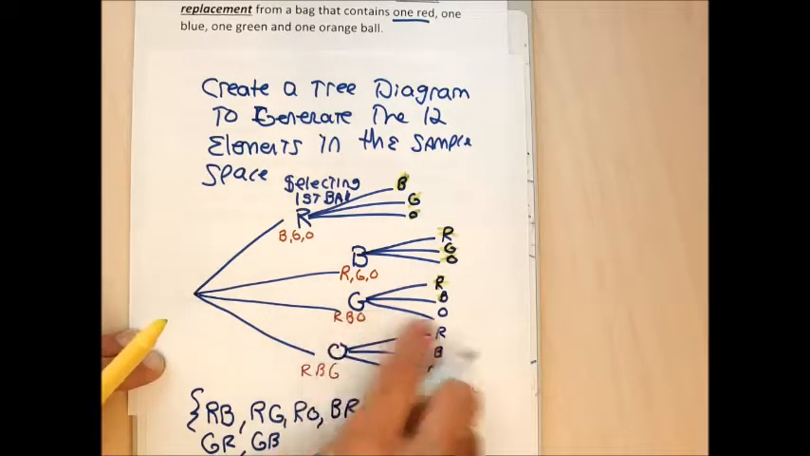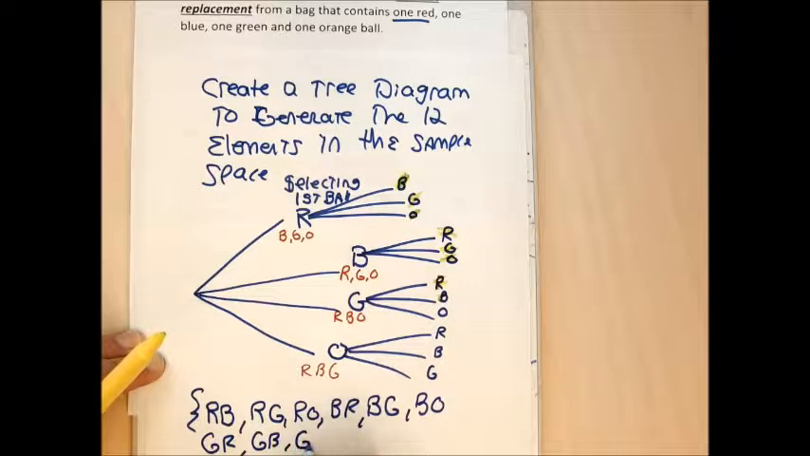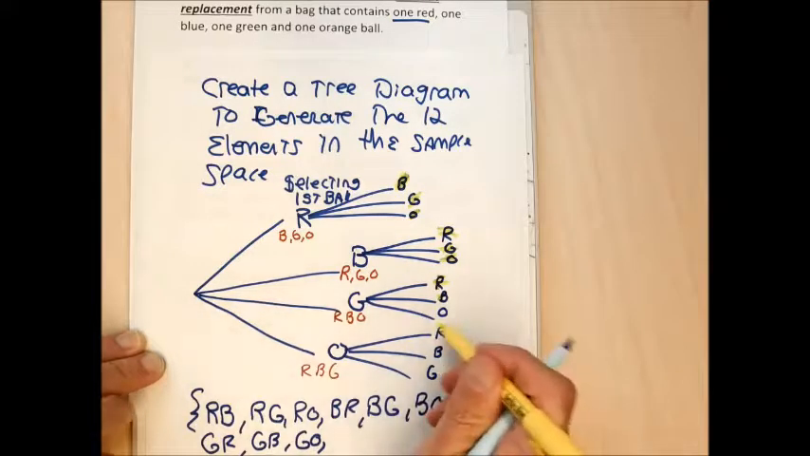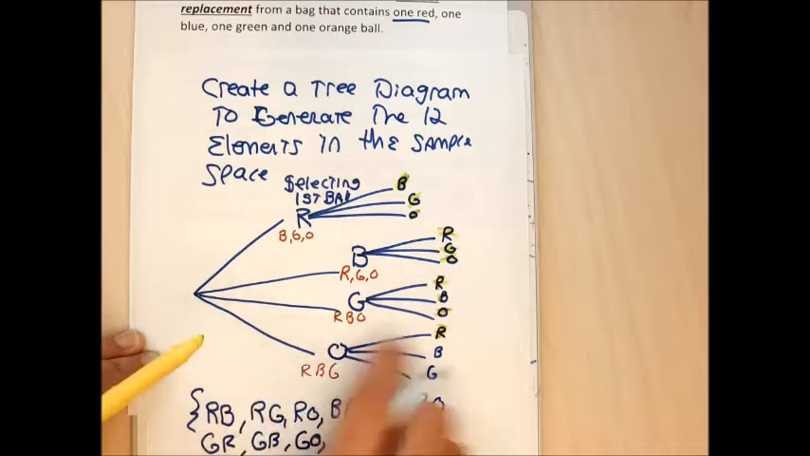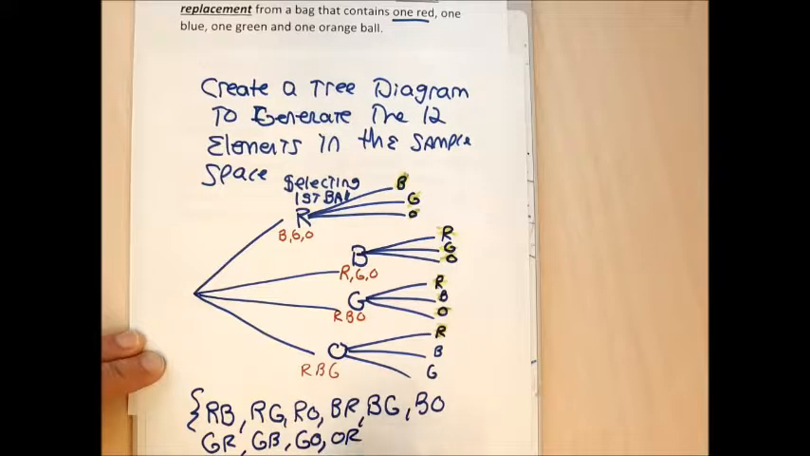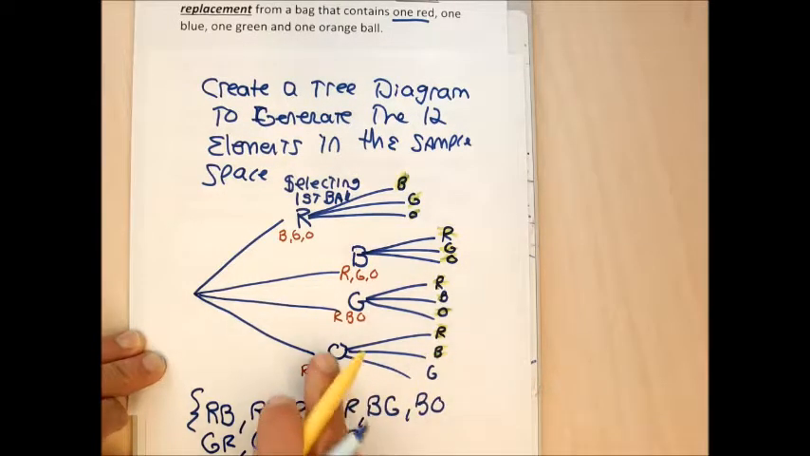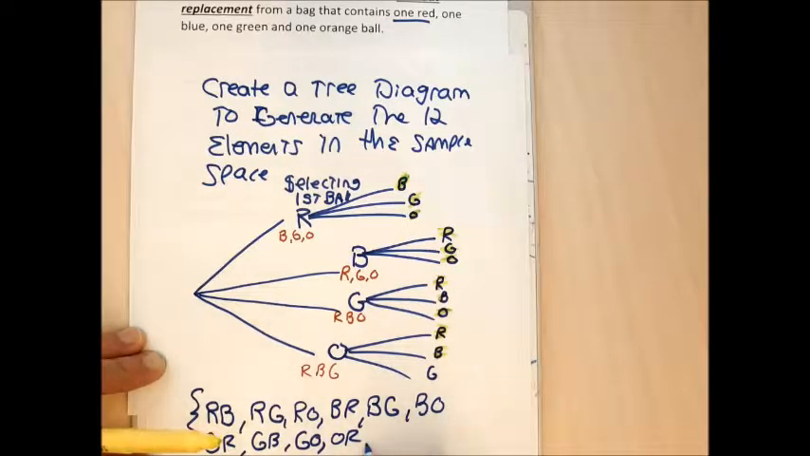To get to that orange, it's a green first and an orange second. To get to this red, it's an orange first and a red second. To get to this blue, it's an orange first and a blue second. And to get to that green, it's an orange first and a green second.